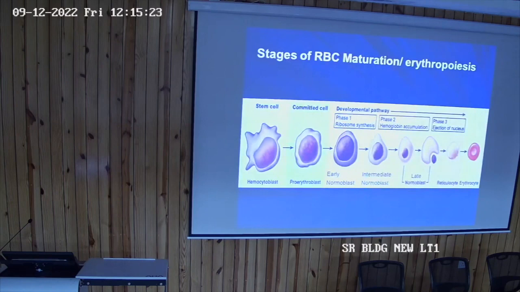okay, stem cell, committed stem cell, phase 1 ribosome synthesis, second is hemoglobin accumulation, and third is ejection of nucleus, reticulocyte, and this is the RBC. This diagram is what is expected from you when you are answering a question related to erythropoiesis. Clear? If you have color pencils, you can prominently draw and show. If you don't have any color pencils, at least label it properly: which part is nucleus, which is ribosomes, and where the hemoglobin synthesis is getting started and how.